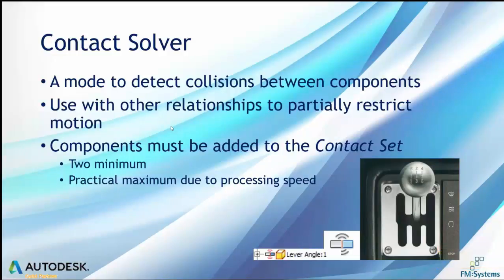Now, the main thing that you have to realize is that components have to be part of a contact set, and the minimum of that is 2 components. We also have to enable what we call the contact solver in order for it to calculate them. The practical maximum, due to processing speed, is something that one has to consider. You can't select every single thing, especially if it's 200-300 components, make them all part of the contact set, and then activate the contact solver.